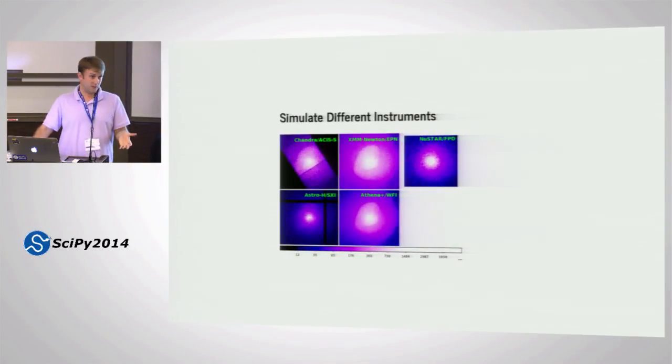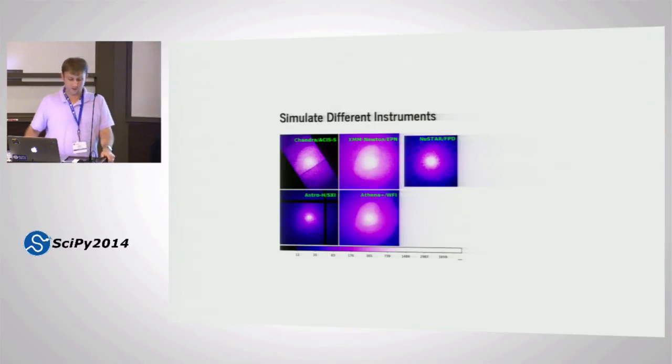And we can use those instrument simulators to simulate the same object with the same exposure time for different instruments. So this is 5 different instruments observing the same galaxy cluster. Everything has been rescaled so it's on the same scale. So this is Chandra, XMM-Newton, NuSTAR, Astro-H, and Athena.